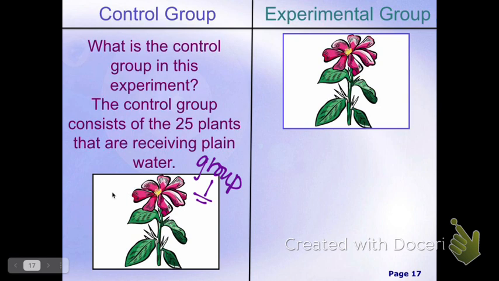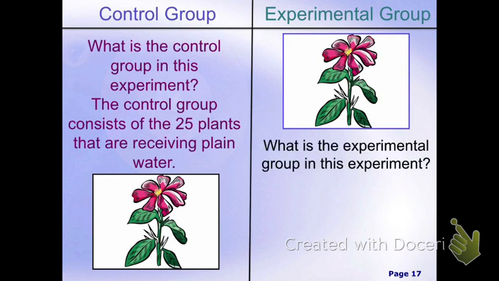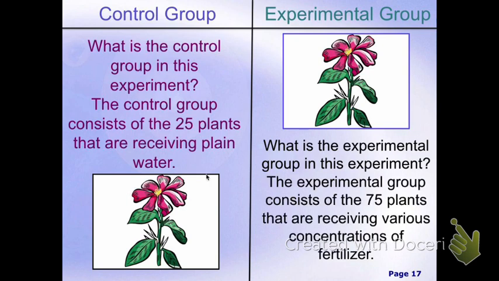And then in the experimental group, will there be more than one of those groups of plants? Yeah, right? In the experimental group, it will contain groups 2, 3, and 4, the 75 other plants that are receiving varied amounts of fertilizer. Okay, any questions about how that's split up? Control group and experimental group as a whole don't have to have equal parts, right? We've got 3 subgroups within that experimental group. So all of our subgroups are equal, but.